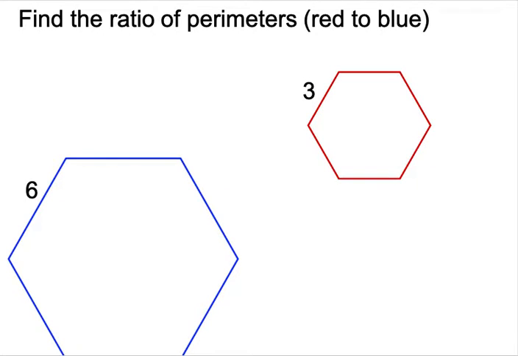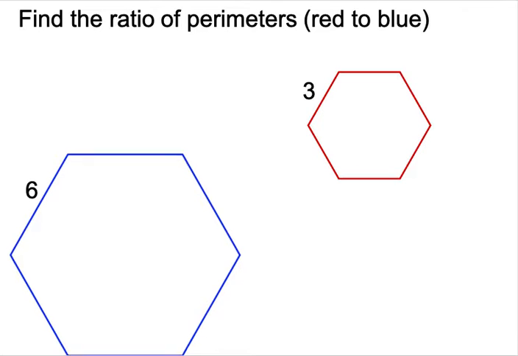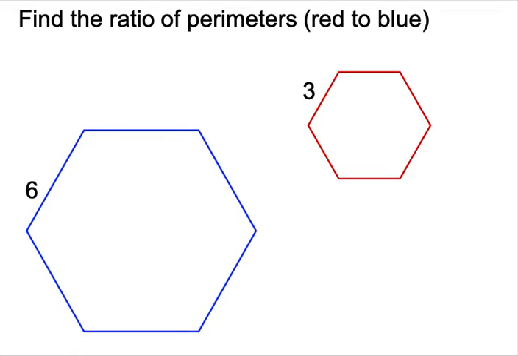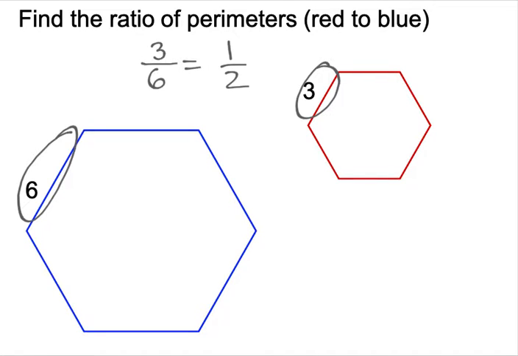Find the ratio of perimeters, red to blue. All right, on this one, the red side of 3 compares to the blue side of 6. That's a ratio of these two side lengths. Now, we know that the ratio of side lengths is equal to the ratio of perimeters, so the ratio of perimeters is also 3 to 6, or 1/2.